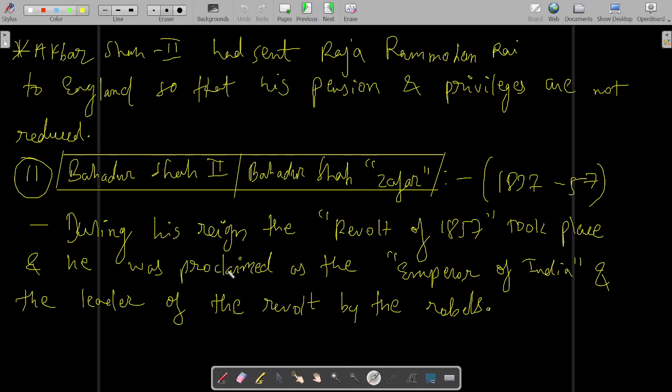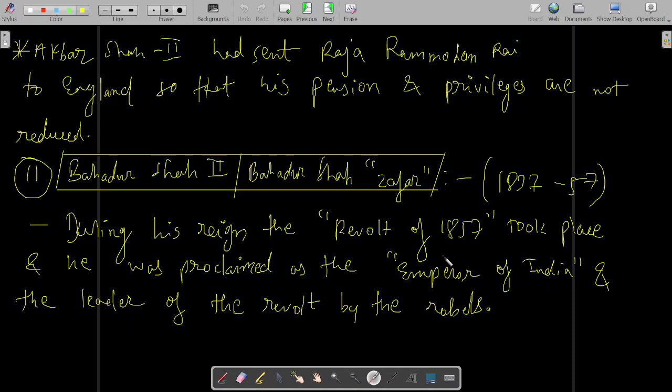The rebels who had revolted in 1857 proclaimed Bahadur Shah Zafar as the Emperor of India and the leader of the revolt, because they liked the Mughal emperors. So Mughal emperors had a very good image in the minds of the people. Even after such a long time, even after everything going into the hands of the British East India Company, the common masses still liked the Mughals very much.